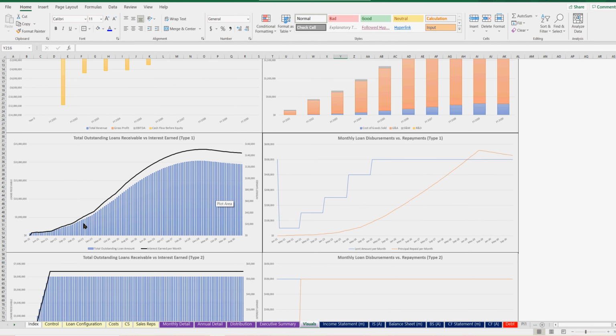I thought that was a nice way to quickly see, if you change something in the assumptions, visually what the effect is and what's happening over time, over the 10 years. So that's cool. This one is monthly loan disbursement versus repayment. So this is just every month, how much are you giving out or lending versus how much are you collecting in principal.